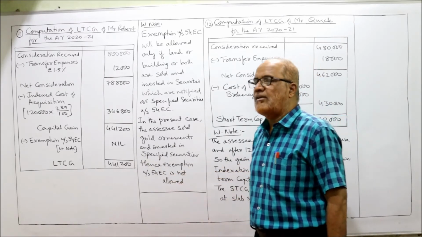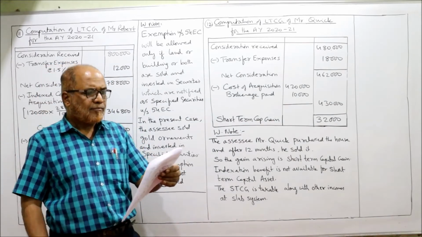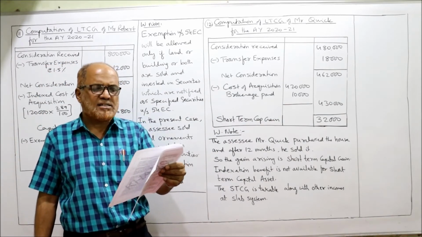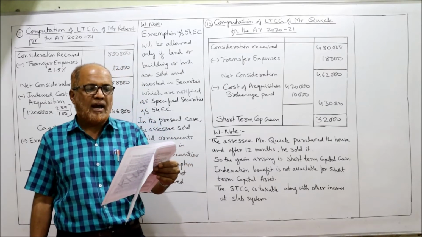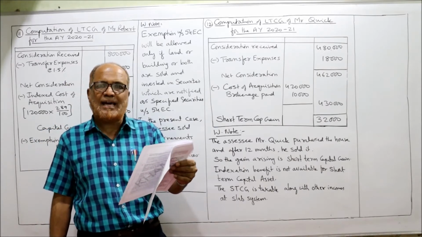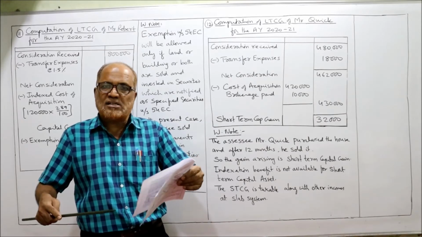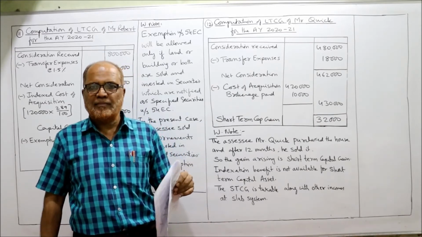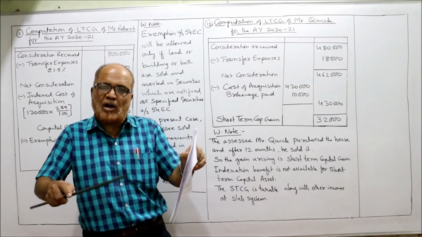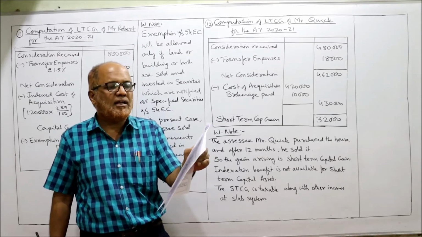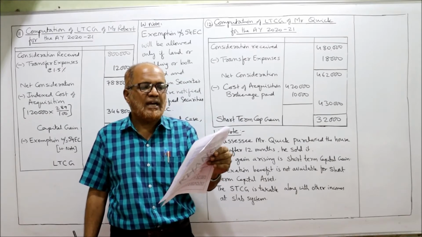The long-term capital gain is 4,41,200. Now, see the 12th problem. During the previous year, relevant to the current assessment year, Mr. Quick purchased a house for rupees 4,20,000 and after 12 months he sold the same for rupees 4,80,000. So Mr. Quick purchased a house and quickly sold it. That means he has purchased the house for 4,20,000 and, after 12 months, he sold it for 4,80,000. Brokerage paid to purchase the house 10,000 and to sell the house 18,000.